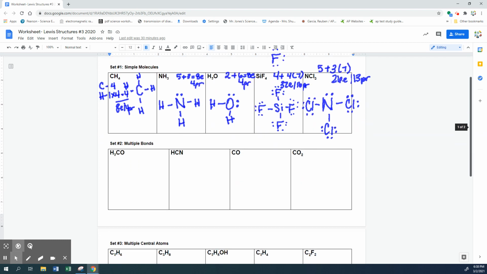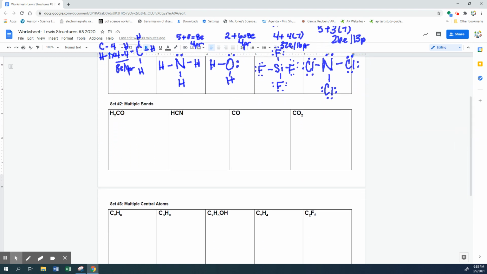Moving on to multiple bonds. Some people just did these and did not notice that it says multiple bonds there. So these are going to have either double or triple bonds. Our first one is H2CO. Therefore, we have 2 for hydrogen, plus our 4 for carbon, plus 6 for oxygen, a total of 12 electrons or 6 pairs.